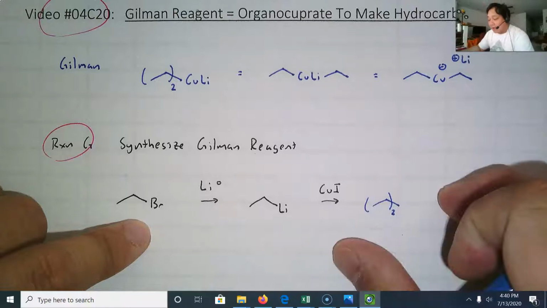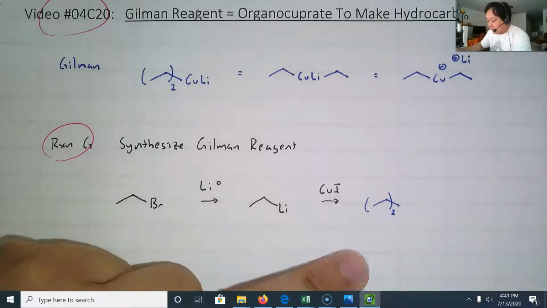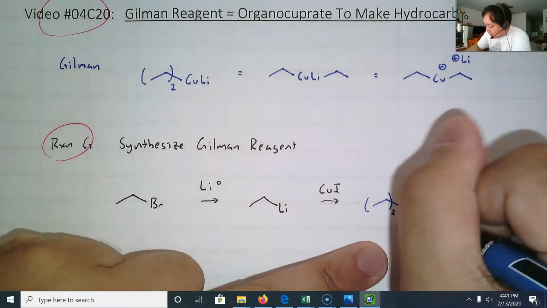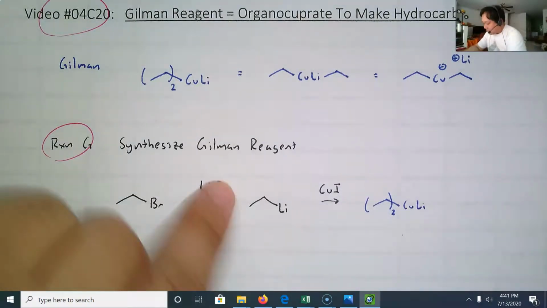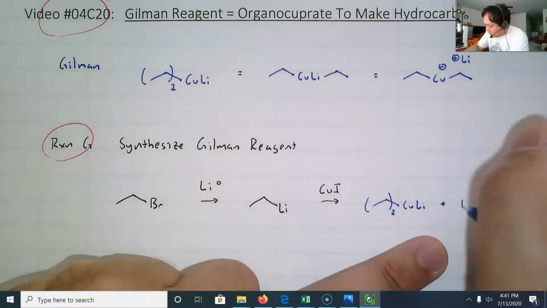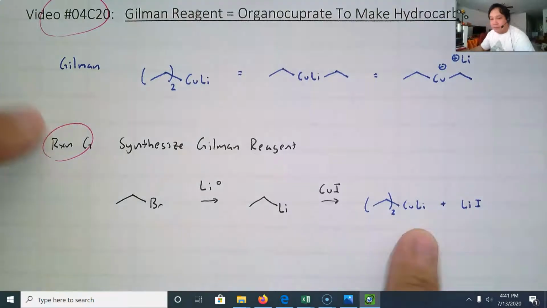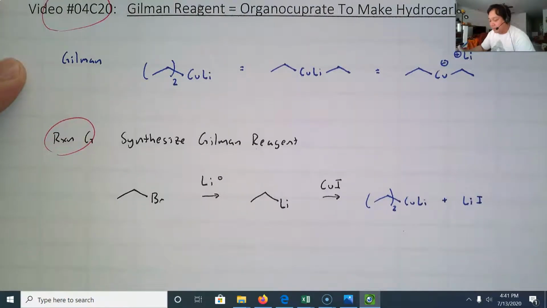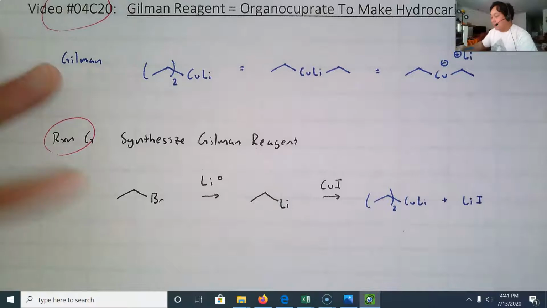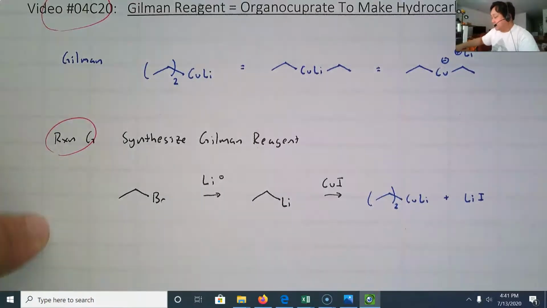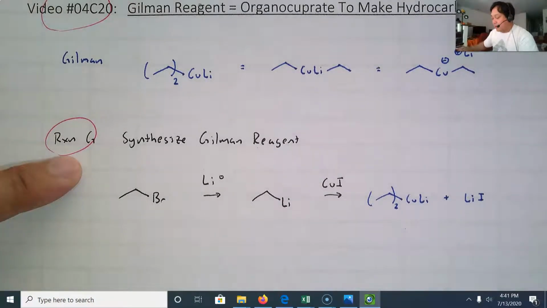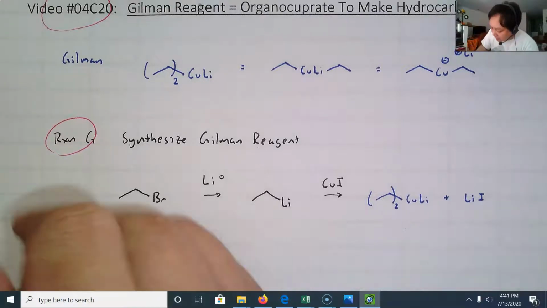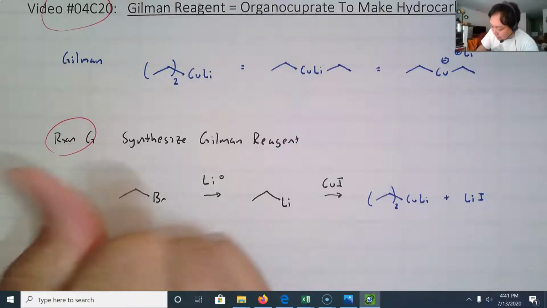What are you adding to our substrate? And then here we have copper lithium. Now we can actually balance this because you make lithium iodide, and those ratios work out. That's it. No mechanism. Don't worry about the mechanism for the synthesis of the GILMAN, and actually don't worry about the mechanism when we use the GILMAN reagent.